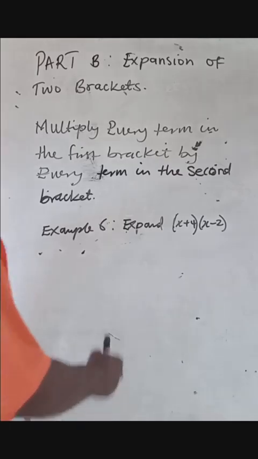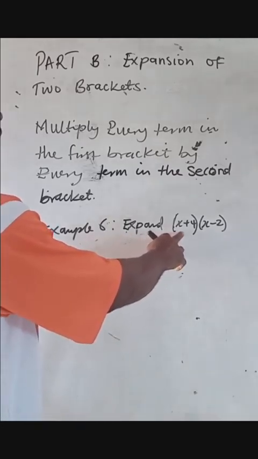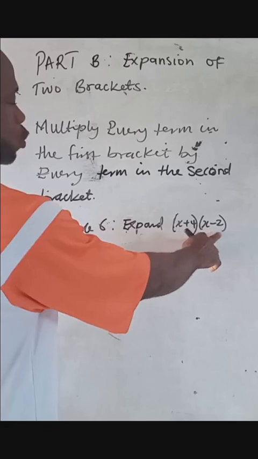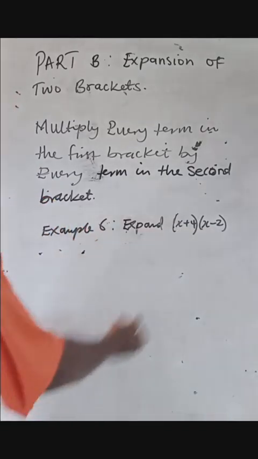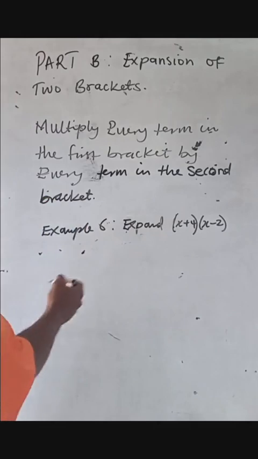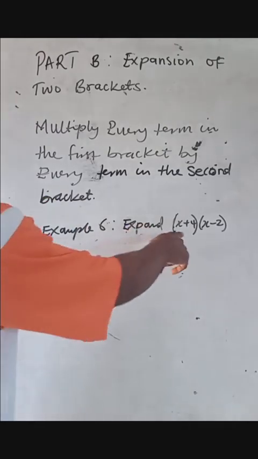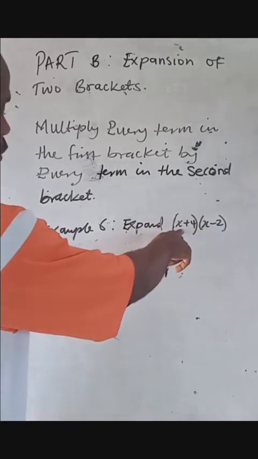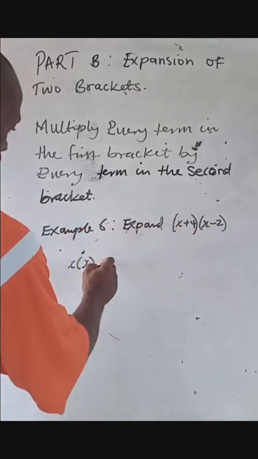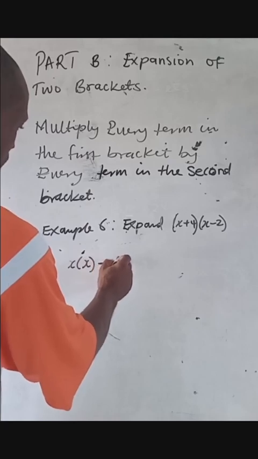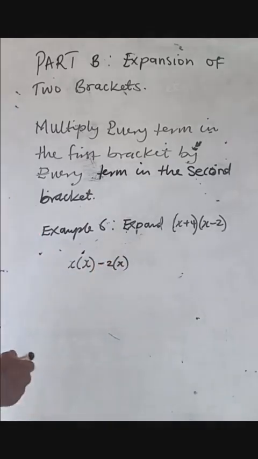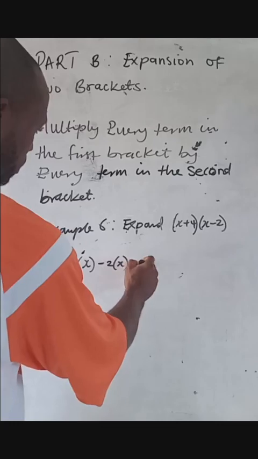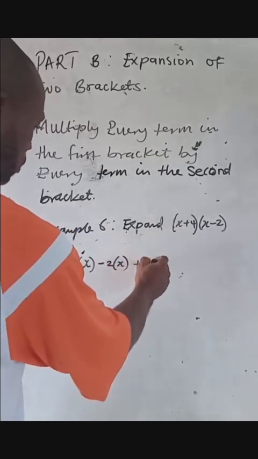In example 6, we are going to expand bracket open x plus 4 bracket close multiplied by bracket open x minus 2 bracket close. We do the same thing we did in example 5. So x multiplied by x is x multiplied by x. X multiplied by negative 2 is negative 2 multiplied by x. Plus 4, positive 4 multiplied by x. Positive sign is coming along.